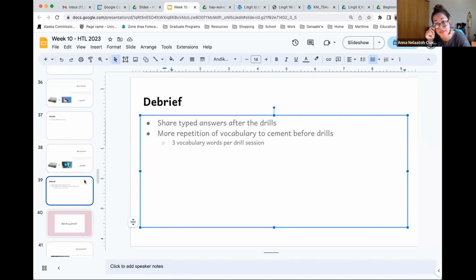And about the vocabulary, I love repeating what we've done before because that also adds to it. So maybe just like 3 new words, but still going over the repetition of the things we've been exposed to in our learning from before.